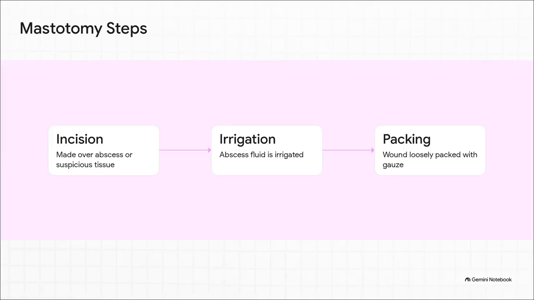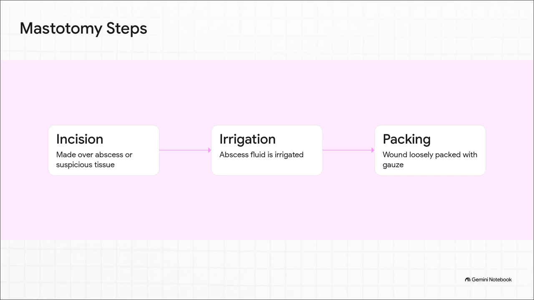Because of that depth, a true mastotomy, again, CPT 19020, follows a very specific surgical pathway. Step 1, they make a surgical incision right over the site. Step 2, they thoroughly irrigate that abscess fluid. But step 3 is what you're really hunting for in the operative note. The wound is usually packed loosely with gauze. Why do they do that? To promote free drainage. If they were to stitch it up tight while an infection is still brewing in there, that fluid would literally have nowhere to go.